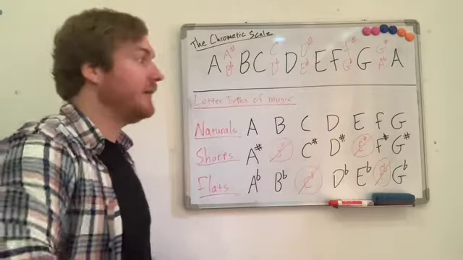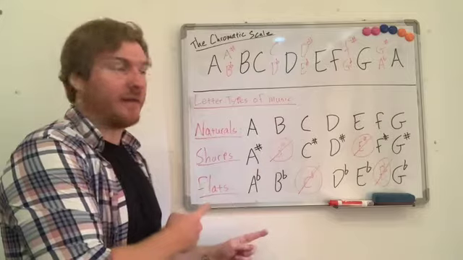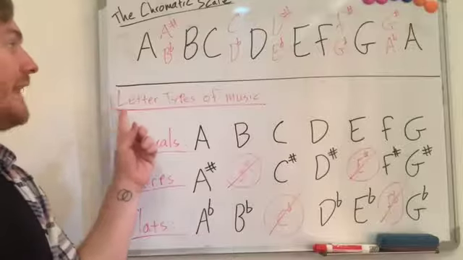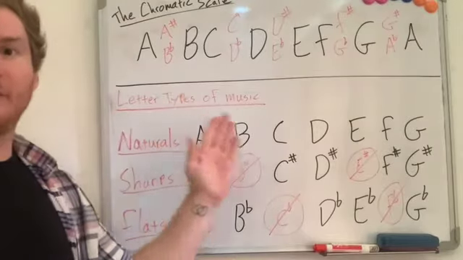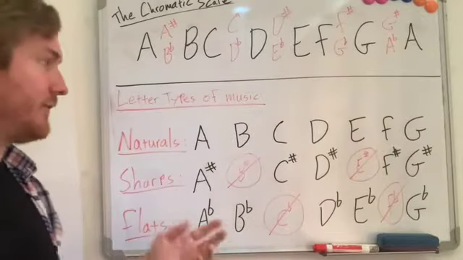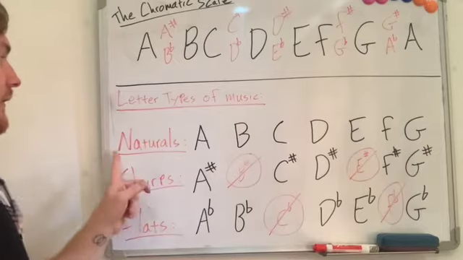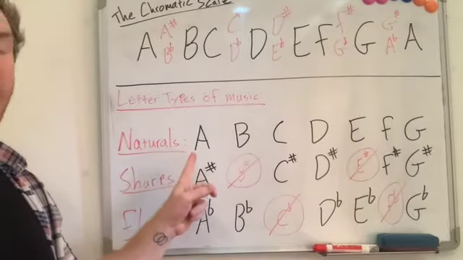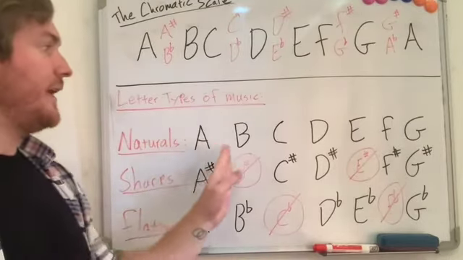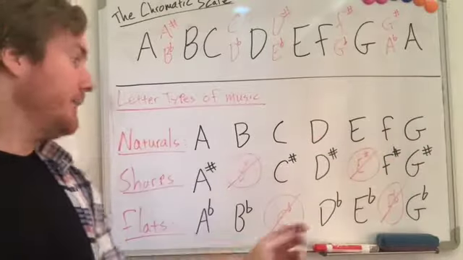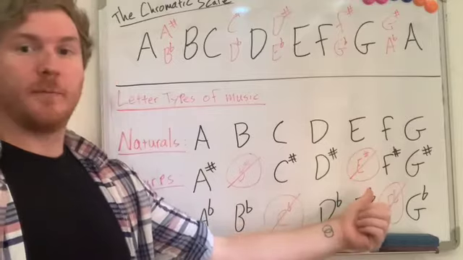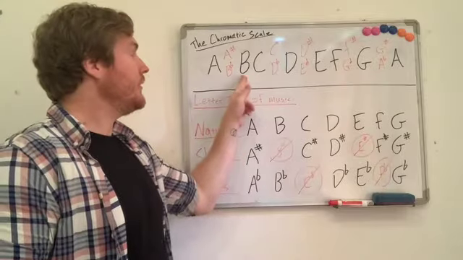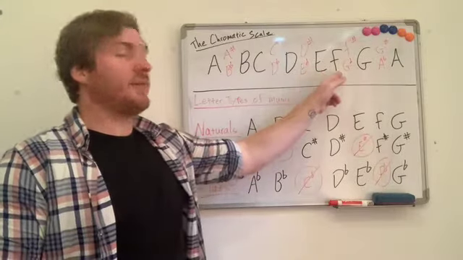However, just for fun, let's take a sidebar and look at this. Let's just look at the letter types of music. Not necessarily the notes, but just the letters like A, B, C, D, E, F, and G. So if we look at the naturals, we have one of each natural letter, A, B, C, D, E, F, G. But here, for sharps, we don't have a B sharp or an E sharp. That's because B goes straight to C and E goes straight to F.